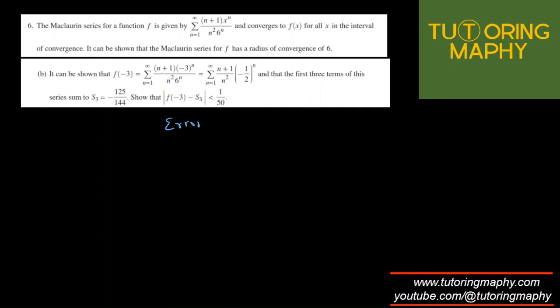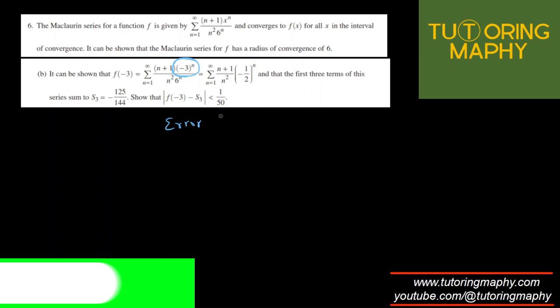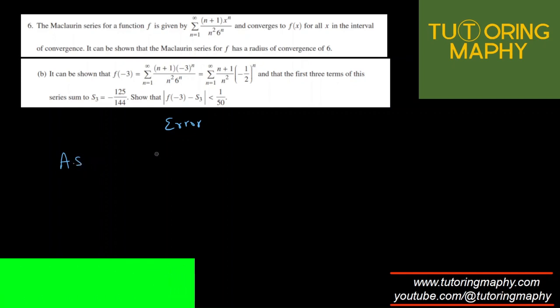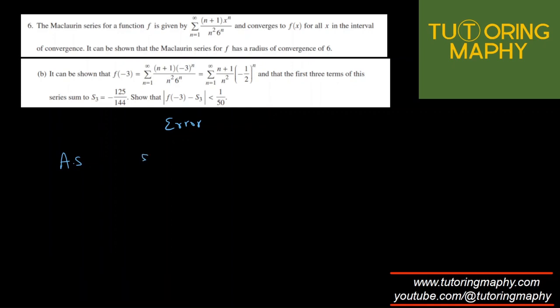So this is the error, and mind it, this is an alternating series because it's negative 3 raised to n, so it will switch from plus to minus and plus to minus. And we know that in an alternating series, if we want to determine the error, then the absolute value of the error is always less than the immediate next term. And the immediate next term is obviously, since they are finding the sum of 3 terms, the fourth term.